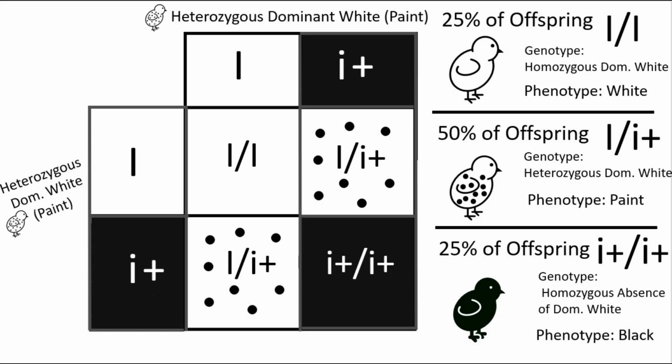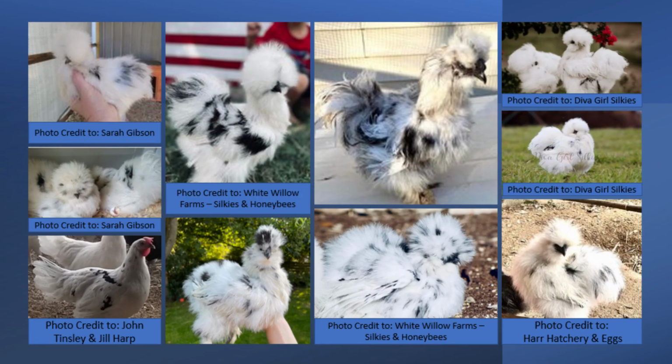And finally, the sixth and final pairing is paint crossed with paint. In this pairing, we have a paint bird with a genotype of I/i bred to a paint that, of course, also has the genotype of I/i. In this pairing, 25% of offspring should be homozygous dominant white with a genotype of I/I, 50% should be paint with a genotype of I/i, and 25% should be black with a genotype of i/i. And again, expect to see a lot of variation in this pairing.